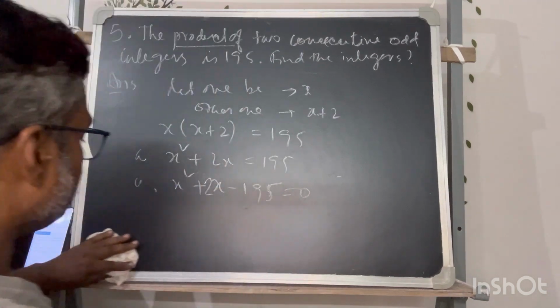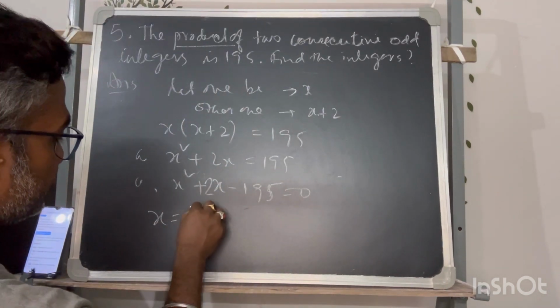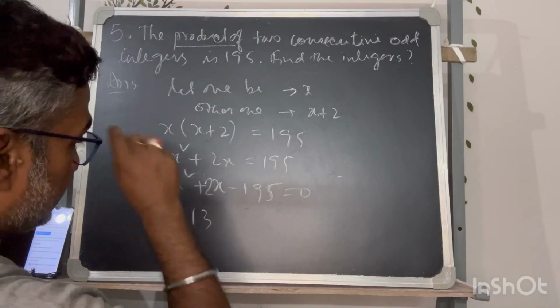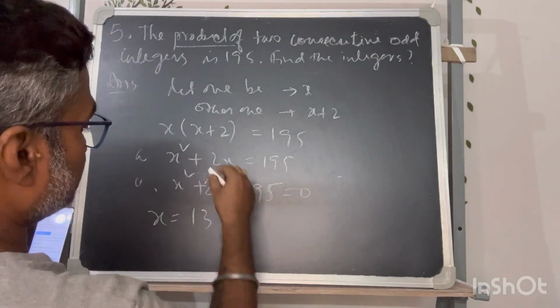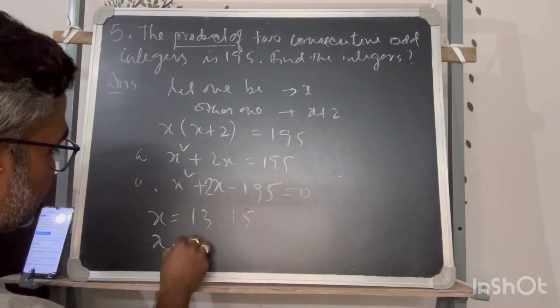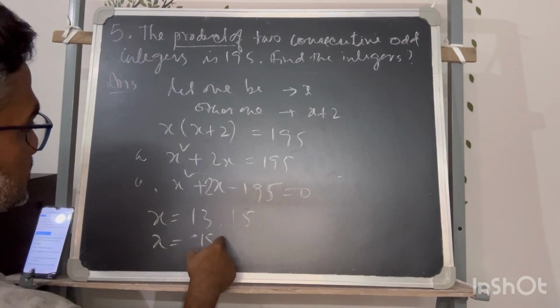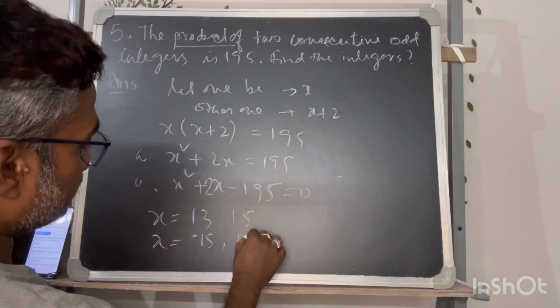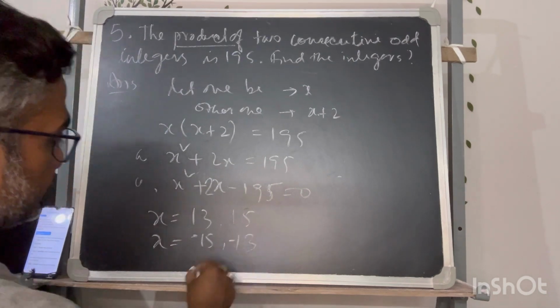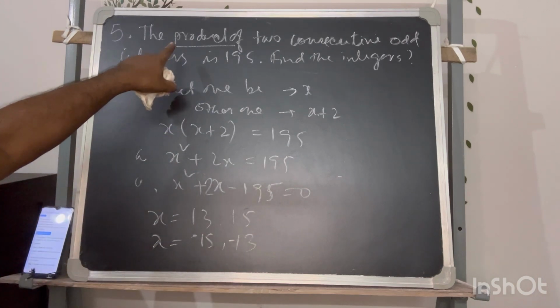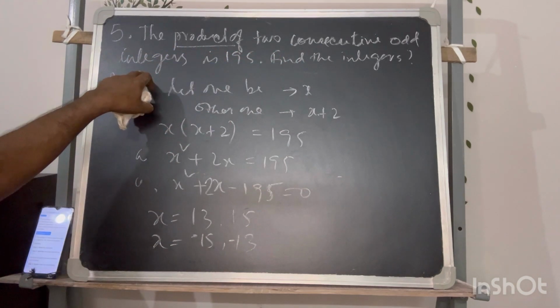Now that means if I take x equal to 13, then the other one will be x plus 2, which is 15. If I take x equal to minus 15, then the other will be minus 15 plus 13, that will be minus 13. So that is the result, consecutive odd integers.